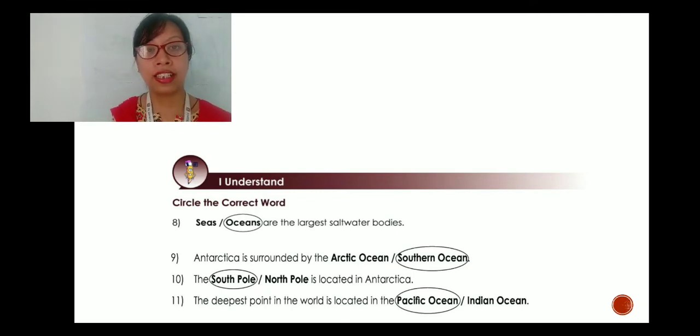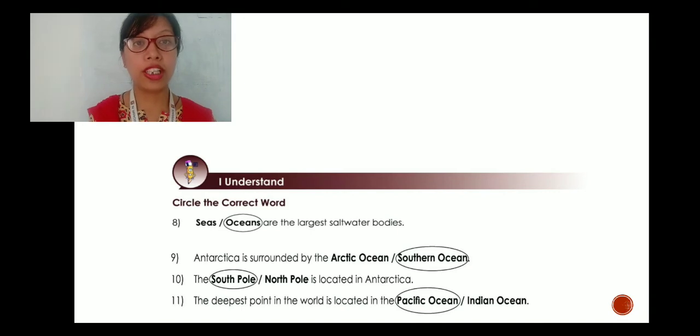Next, number 10. The South Pole or North Pole is located in Antarctica. I have already told you a few minutes back that Antarctica is located in the South Pole. So circle the word South Pole. The South Pole is located in Antarctica. Number 11. The deepest point in the world is located in the Pacific Ocean or Indian Ocean. The deepest point, right? The Mariana Trench is located in the Pacific Ocean.